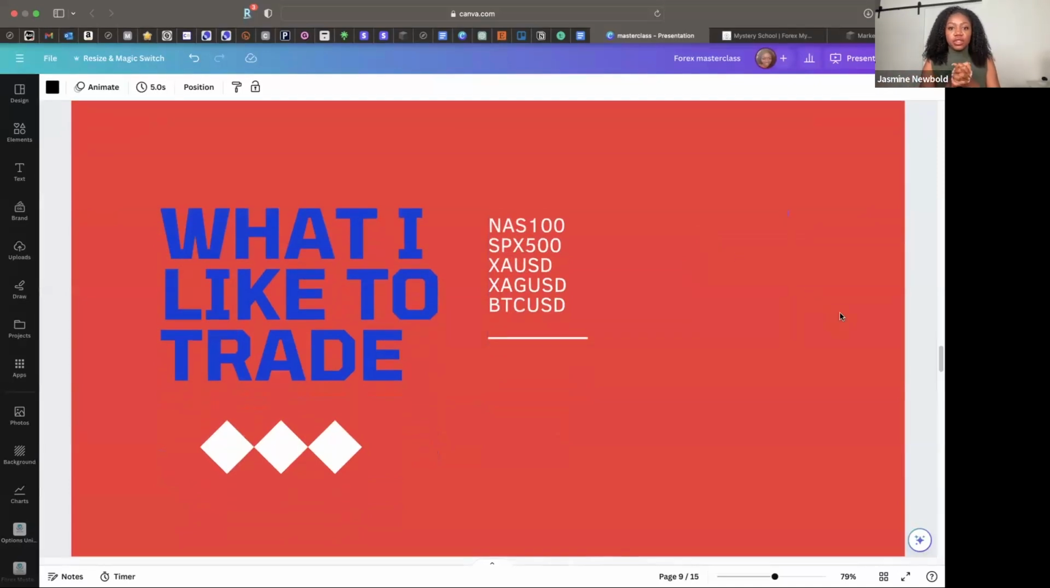So this is what I like to trade. You guys might want to screenshot this too, or just write it down. Similar to how I trade stock options, I don't chase everything. I do not have shiny object syndrome. I do not care what's hot, what's popping. I like what I like and I stick with it. If it ain't broke, don't fix it. These are the only things I trade: NAS 100, S&P 500, XAU USD, which is gold, XAG USD, which is silver, and Bitcoin.